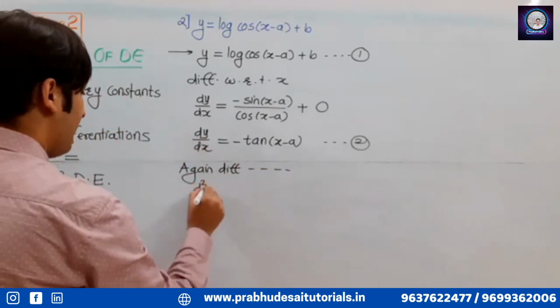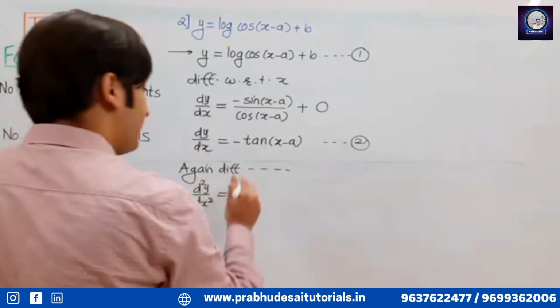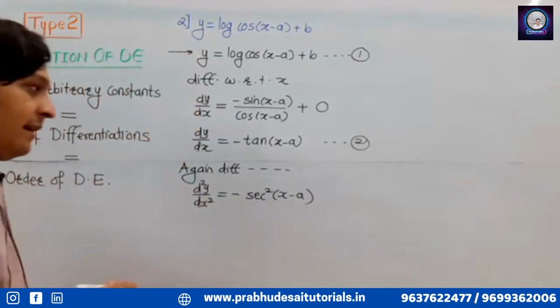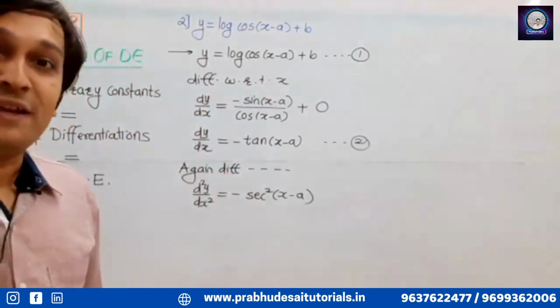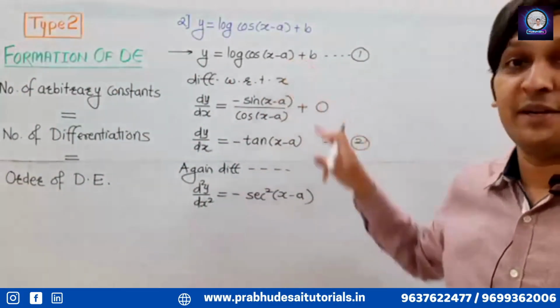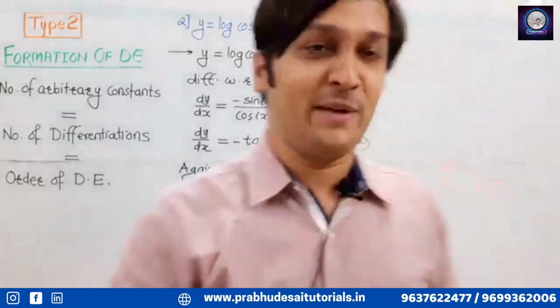This becomes d square y by dx square, because double derivative. Derivative of tan is sec squared of x minus a. We did 2 derivatives. But remember, in the final answer, we don't want a or b because these are arbitrary constants, so we have to remove them. Still a is there. Check the adjustment now.